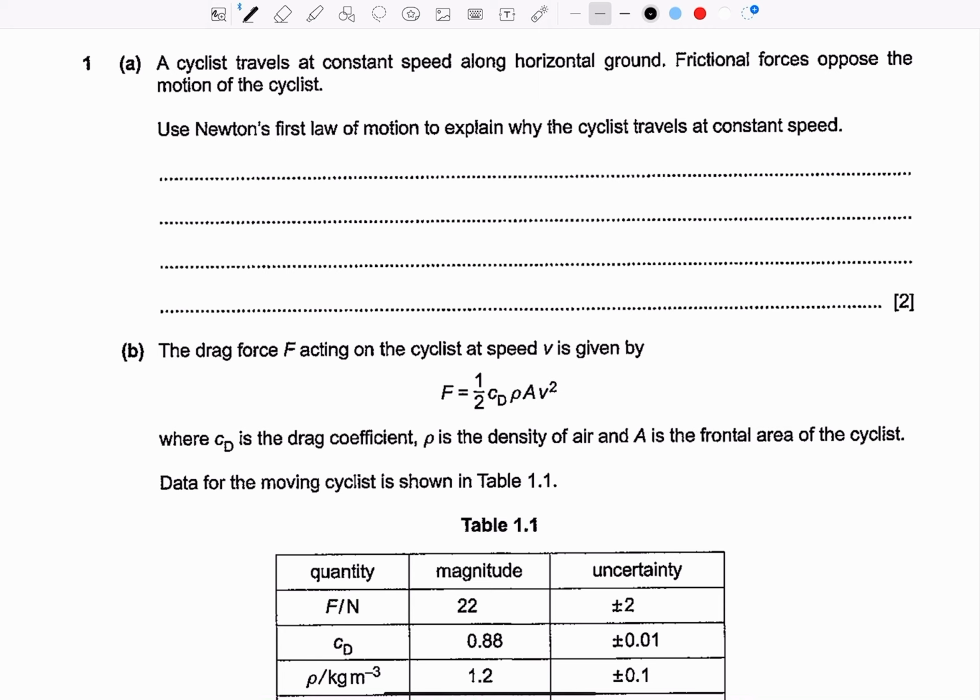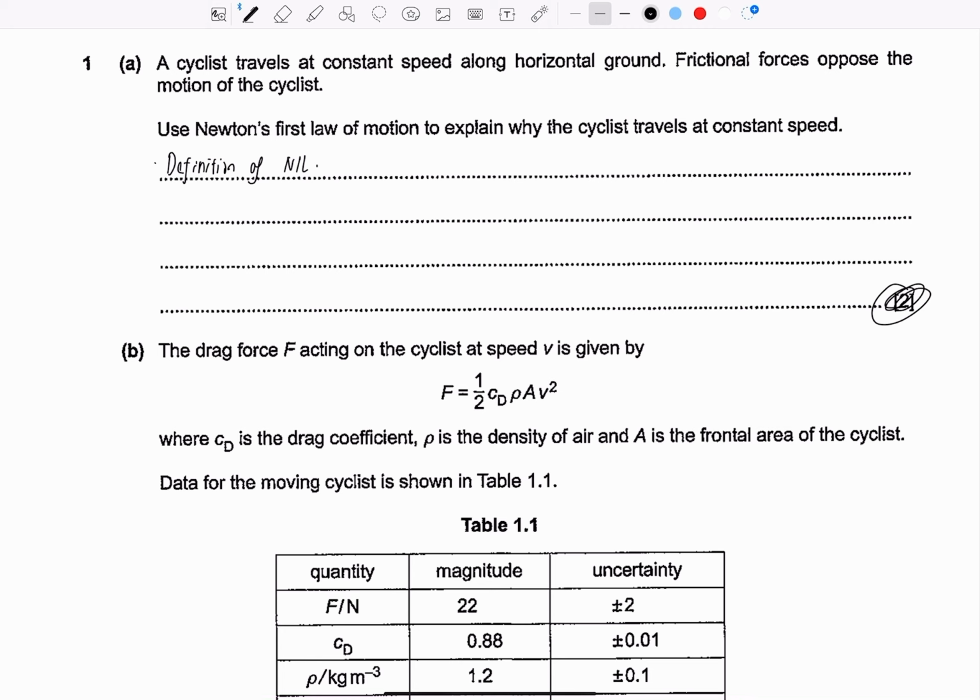This question has 2 marks, so you require 2 points. The first point, you will give the definition of Newton's first law of motion. Newton's first law of motion states that a body will remain in its state of rest or uniform speed in a straight line unless a resultant force acts on it to change its state. So that's your first mark.